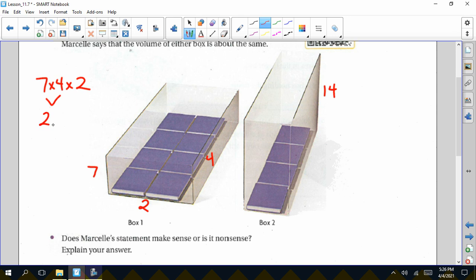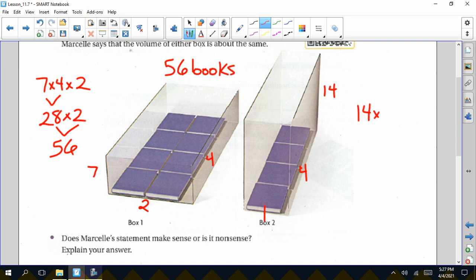7 times 4 is 28. 28 times 2 equals 56. Box number 1 will hold 56 books. Box number 2 only holds 1 book wide, 4 books long, and 14 books high. If we take 14 times 4 times 1, 14 times 4 is 56, times 1 is still 56. Box 2 holds 56 books as well.